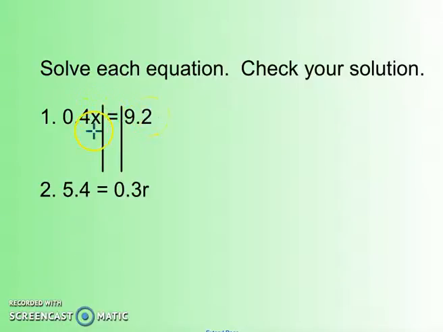So we're trying to figure out what this secret number is. 0.4 times something is equal to 9.2. If the right side already is 9.2, then I need to make the left side the same amount. What I'm going to do is use the division property of equality. I am going to use the inverse operation, which is division. I'm going to divide both sides by whatever number is next to x. And the number next to x is 0.4. So that is what I'm going to divide both sides by.